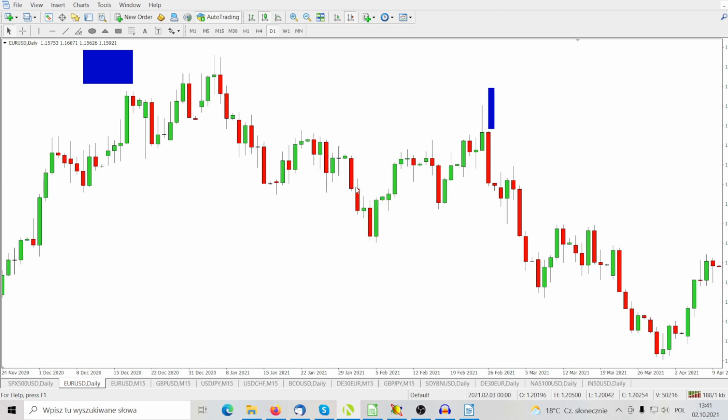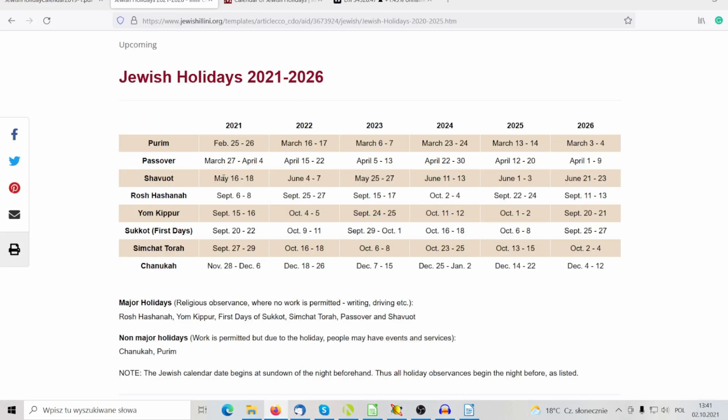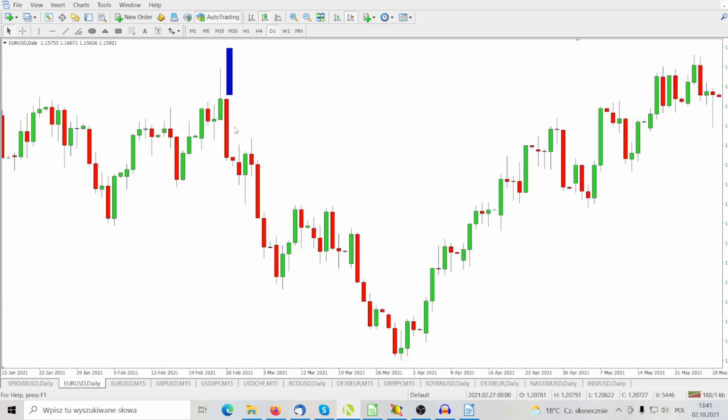I got 21. We got February 2021. Look over here, we got February 25th, 26th of 2021. We had a Jewish holiday. So this is 26 February and this 27. This downtrend started exactly at the date.